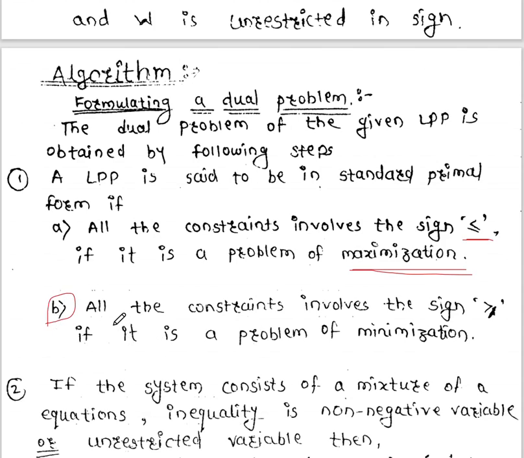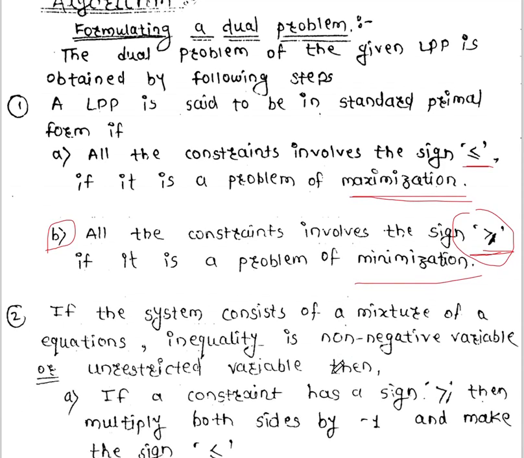The second case is, if it is a problem of minimization, then all the constraints should contain the greater than or equal to sign. Then we can say that the given primal problem is in the primal standard form. Okay, so this is step number 1.